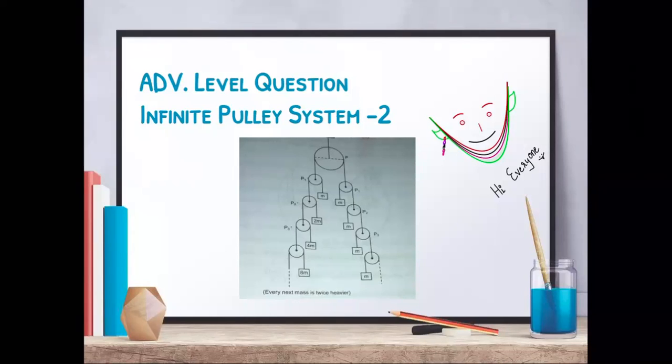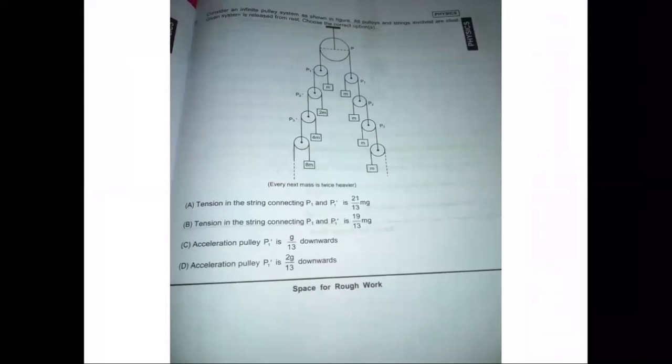Okay, hello everyone. So here we have another infinite pulley system video, right? Looking at the question, this is what our question is. We have a sequence of pulleys on one side of a large pulley, where masses are m and then 2m and then 4m and then 8m and so on.